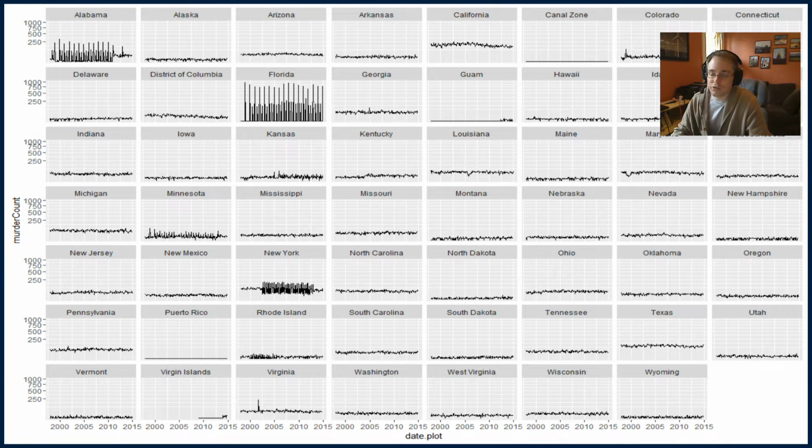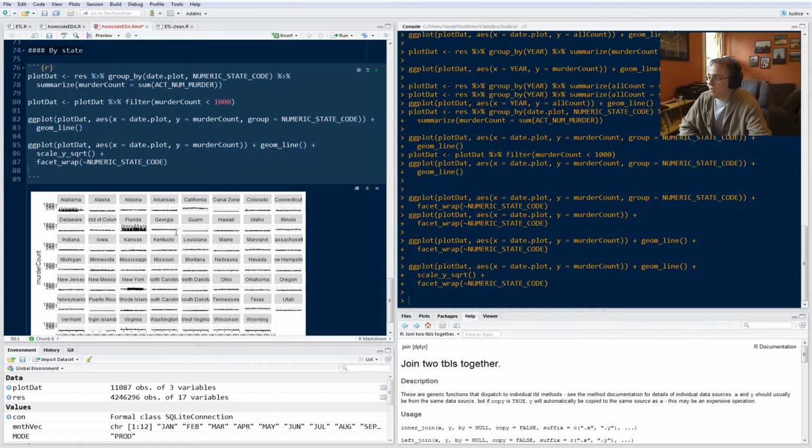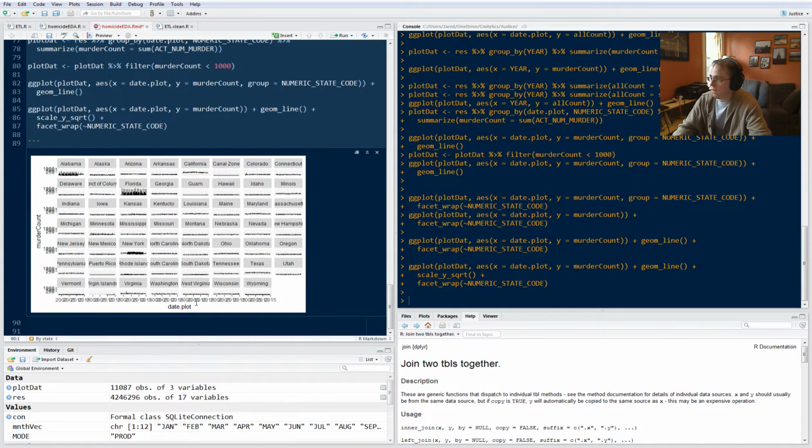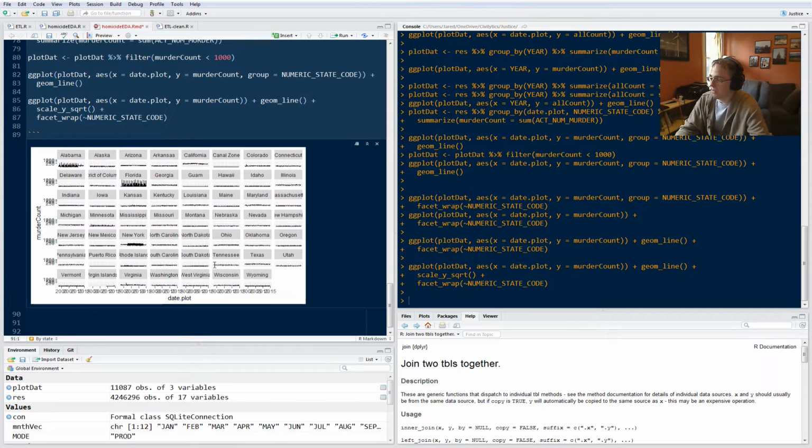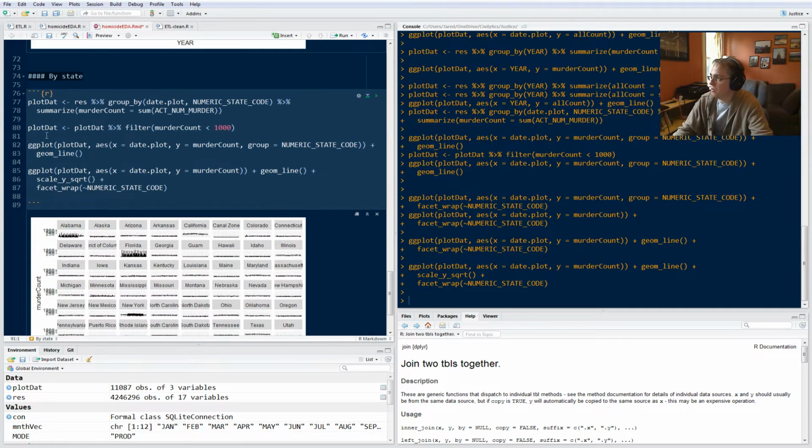Florida looks unusually high, and it looks like it's because there's a lot of entities in Florida that are only reporting in December, and so the data in Florida is really not monthly. So now let's go by year and see, that should take that out of the equation. Right now we can see that something's clearly up with Florida.